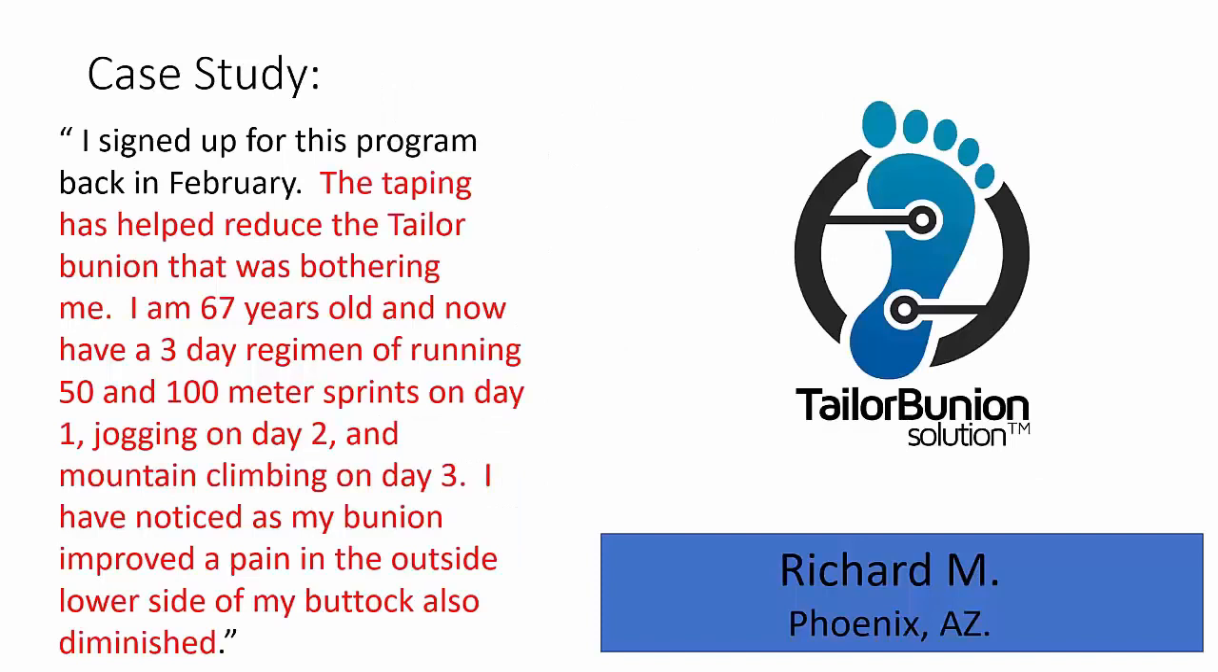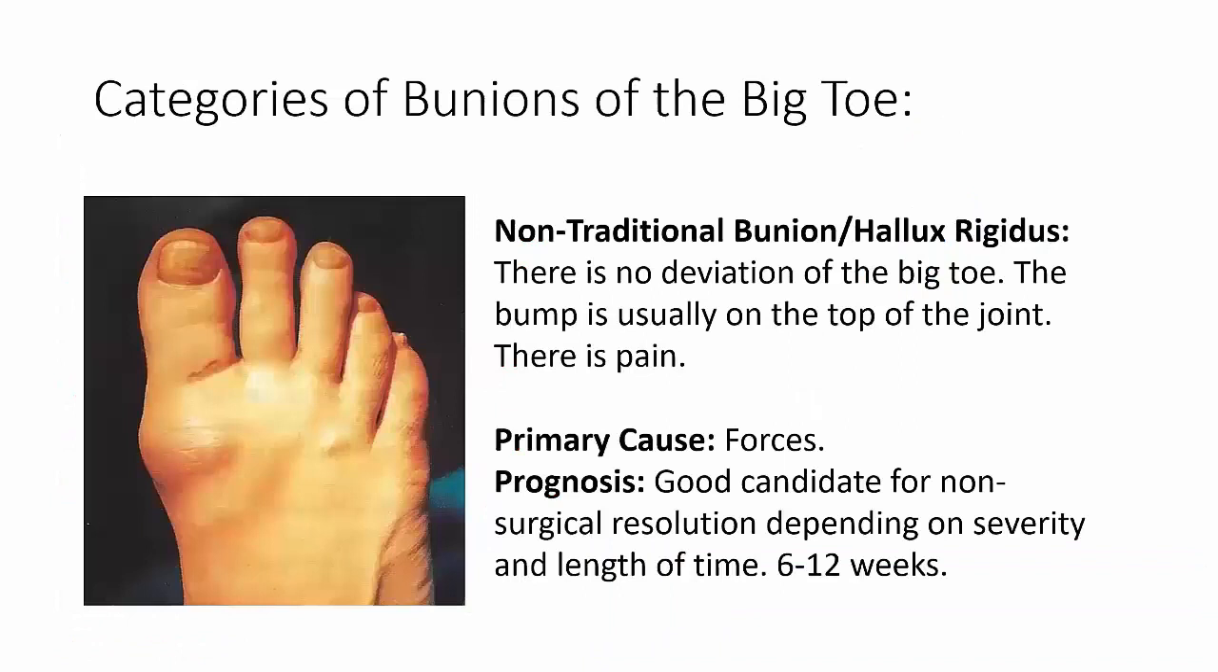And here's somebody who benefited from this. This is a guy who was 67 at the time, and he had a 3-day regimen of running. He had a lot of pain on his little toe. But what was interesting is that with the taping techniques and the release techniques, not only did his tailor's bunion improve, but he had pain on the outside of his hip, which also diminished with that taping. And I'll tell you a little bit why in a little bit.